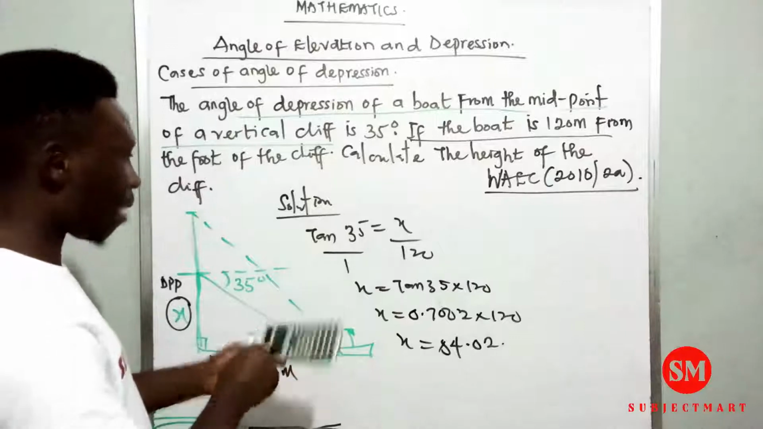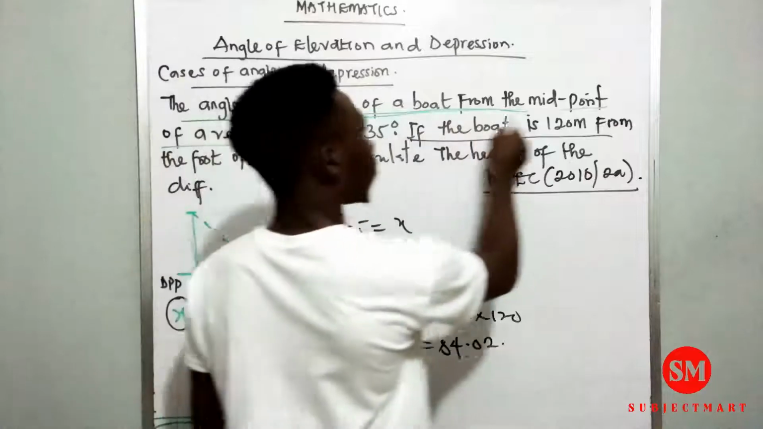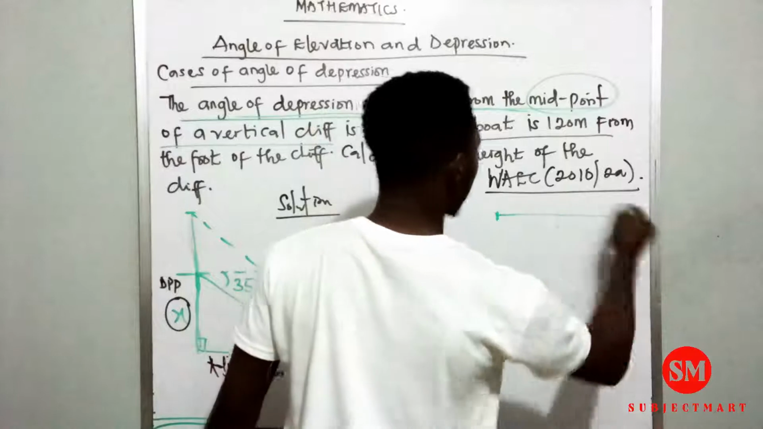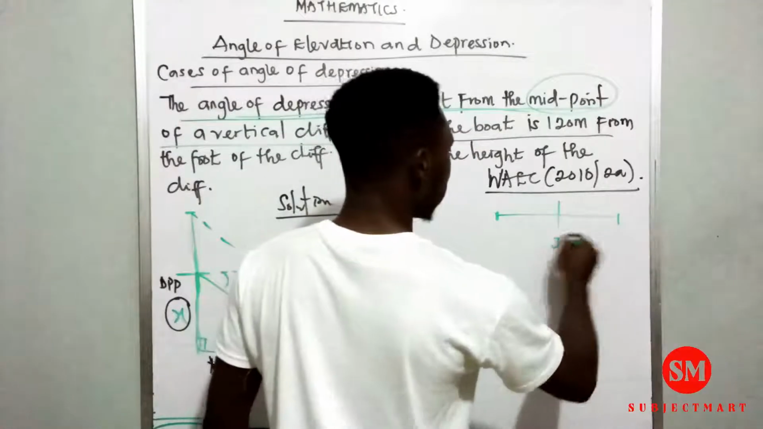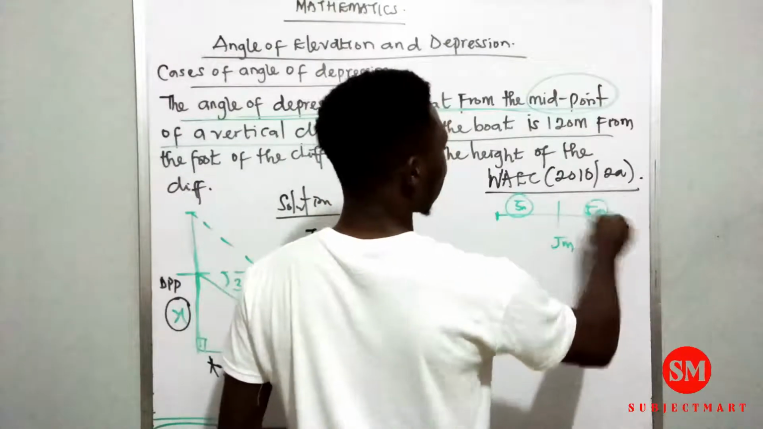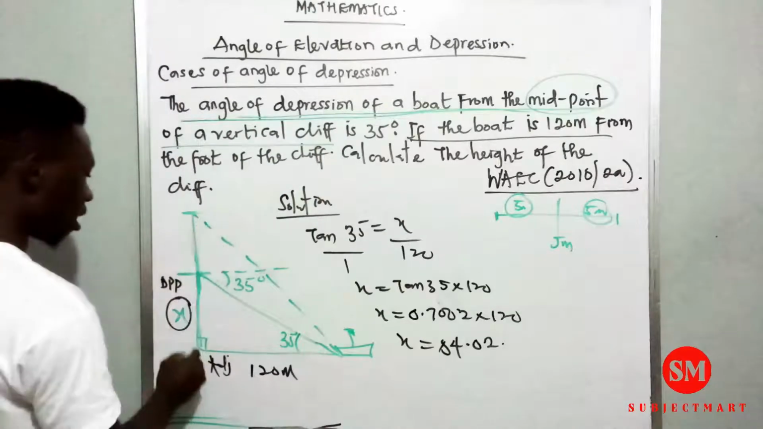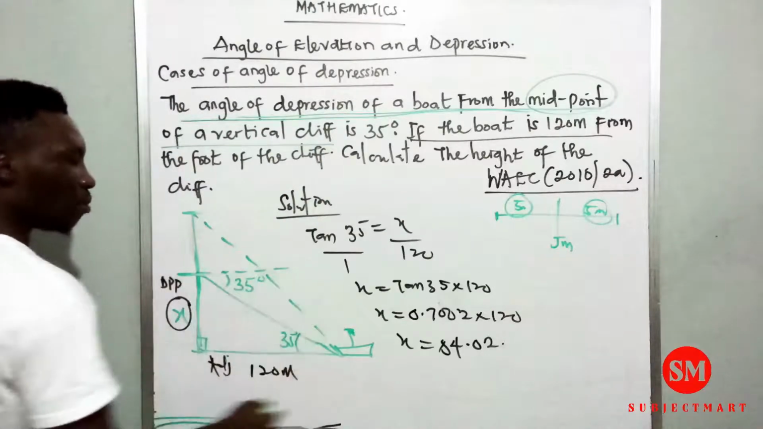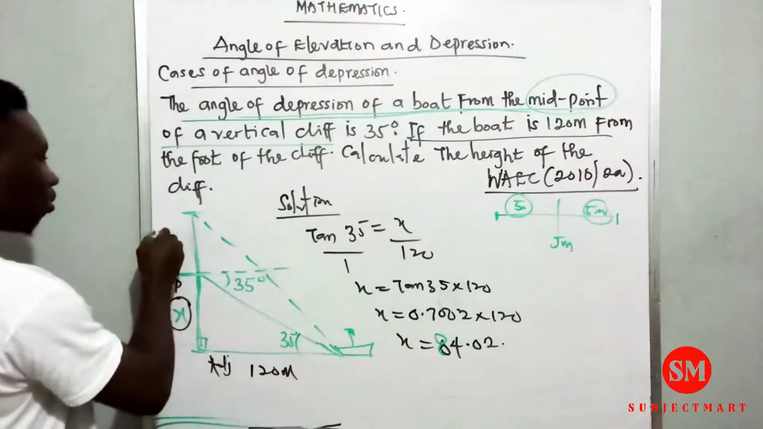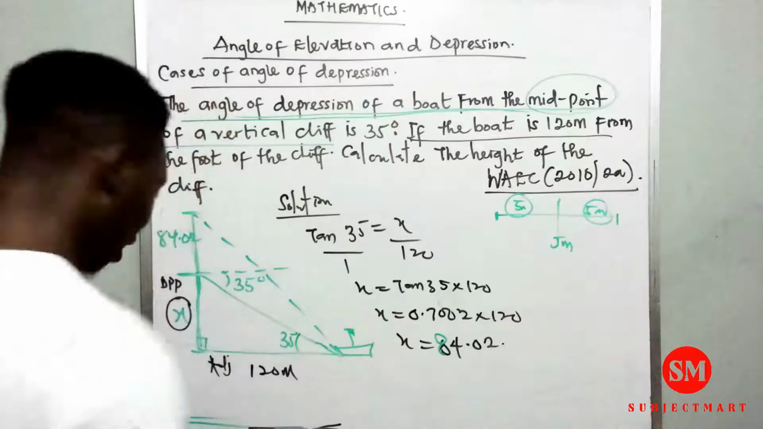If my x is 84.02, now don't forget, they made a very powerful statement in the question: the angle of depression is from the midpoint. If from here to here is 10, the midpoint is going to be 5. I have 5 meters here, I have 5 meters here. So the midpoint is the center. If it's cut at the midpoint and one side is 84.02, then the other side is also 84.02.